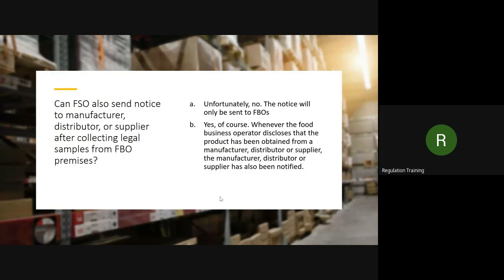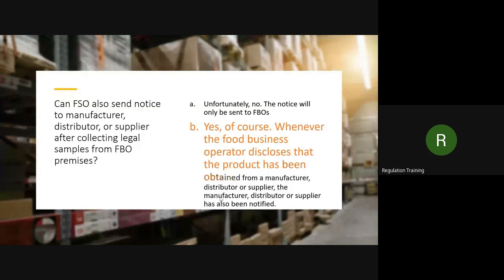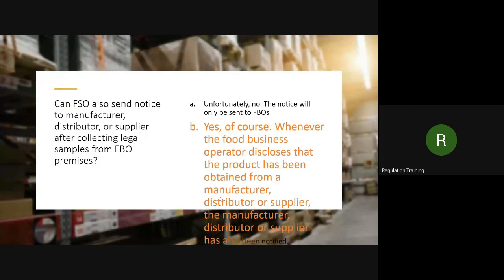Yes, of course. Whenever the food business operator discloses, it is with terms and conditions. If the food business operator is disclosing that the product has been obtained from the manufacturers, then yes.